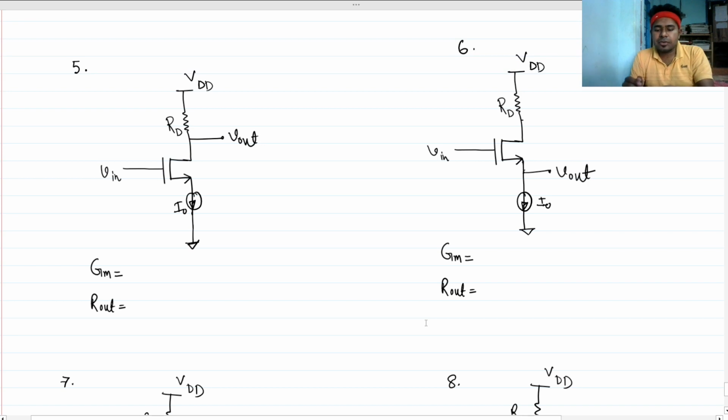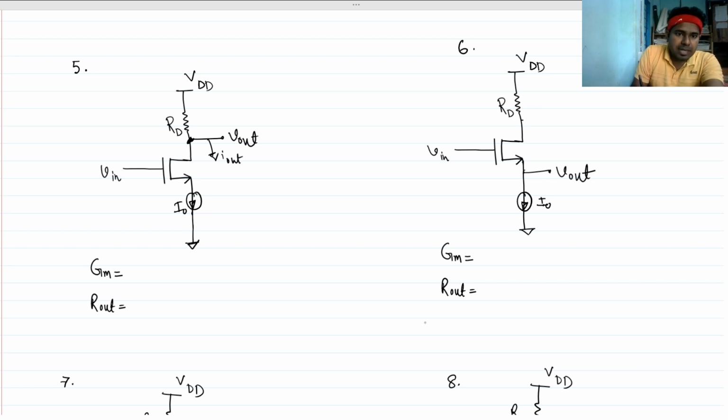Okay, so this is our fifth circuit. In this case, output is taken from here. So for GM, we know that this will be short circuit and there is a small signal current. But here this will be open circuit, right? So what will be the overall GM?